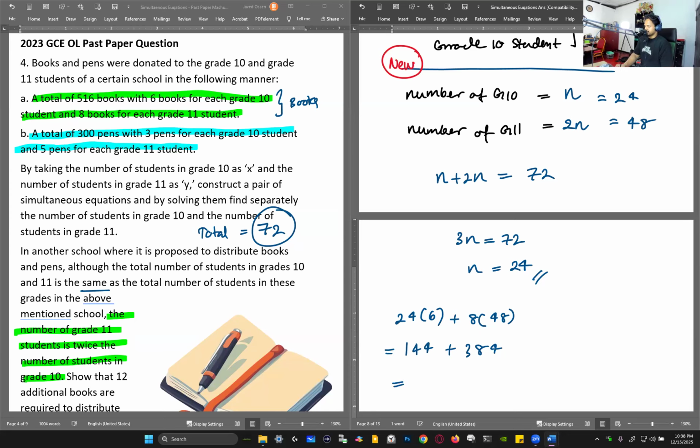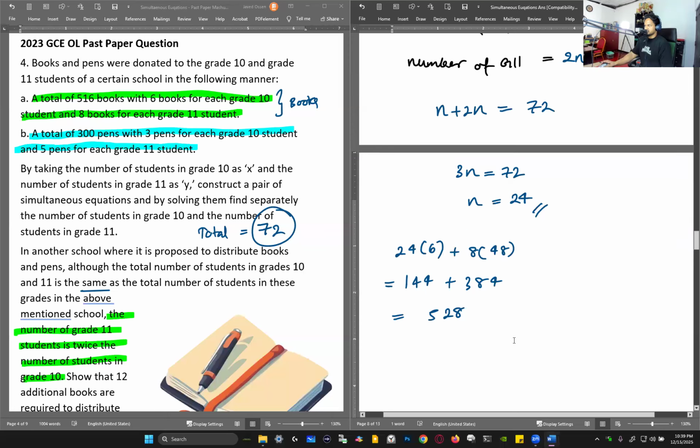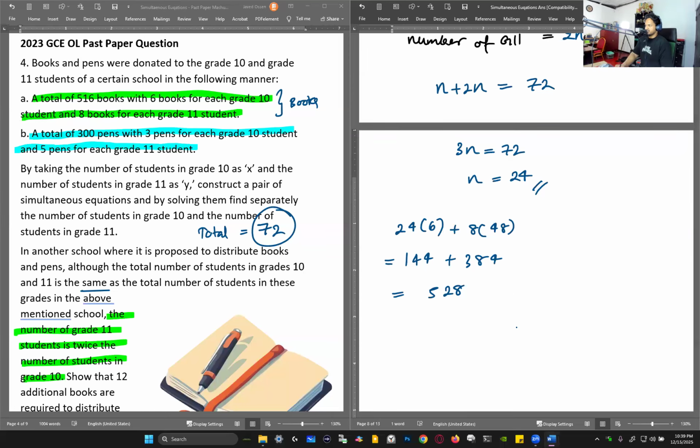Therefore, the total is 528. That's the total. So what is the difference? 528 minus how much? 516. Is this not equal to 12? Yes, it is. We've done it.